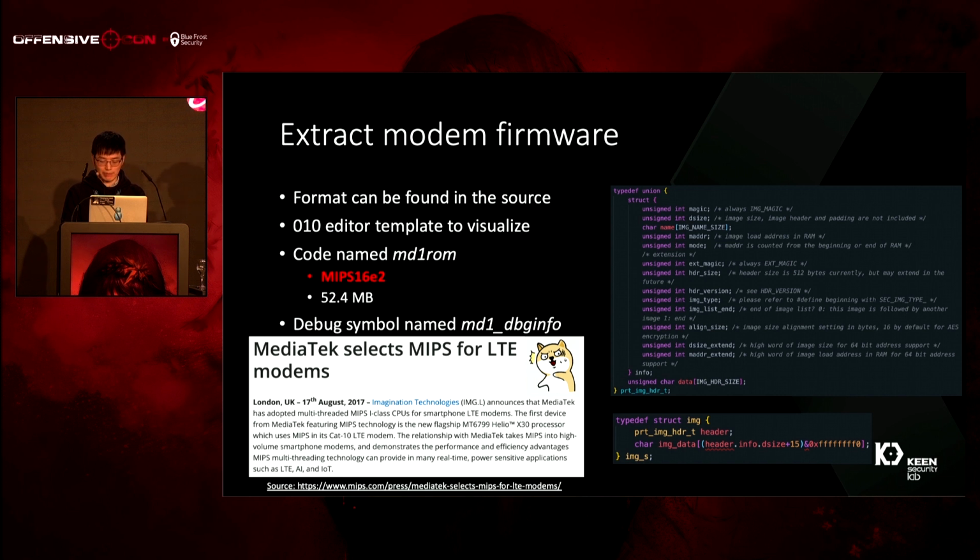After you get the modem image, you still cannot just start your reverse work because the image has some type of format. It consists of many small sparse images. You need to extract them from the big image. We found the definition of the format in the online source, and I made an 010 Editor template to visualize them. Each of the images inside has a header, and the name field is also in it. The most important two images are the MD1 ROM and MD1 debug info. MD1 ROM is the code, and MD1 debug info is the debug symbols.